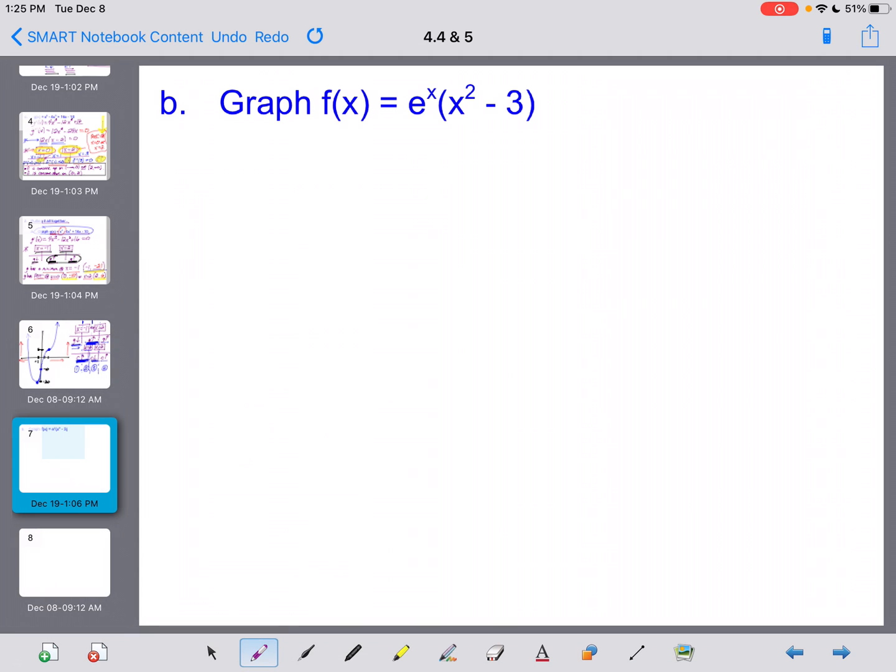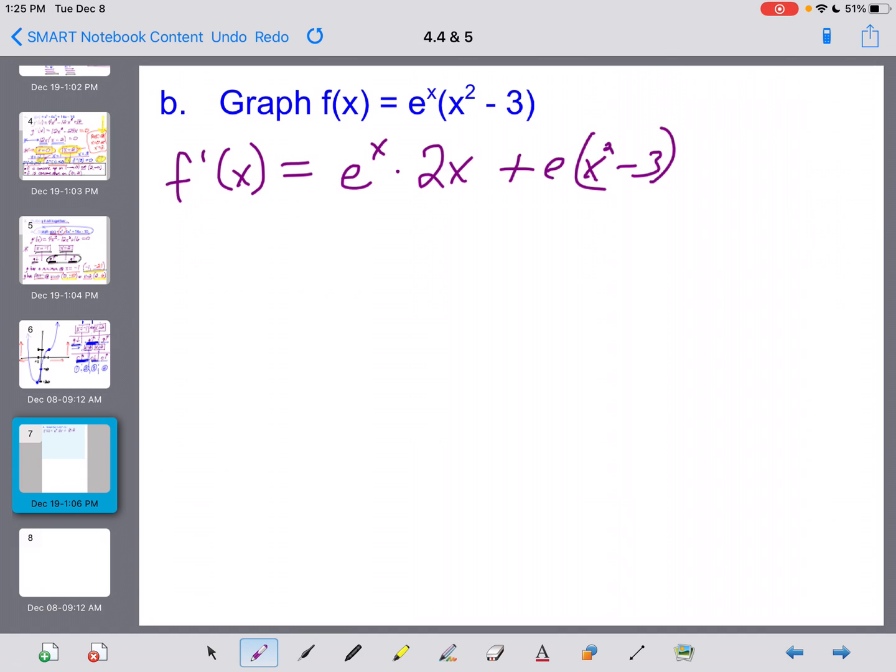So what's going to get us through this? All of the work that we were just working on using derivatives and sign charts. So let's dive in, everybody. F prime of x. This, ladies and gents, is going to require the product rule. First factor is e to the x, multiplied by the derivative of the second, which is just going to be 2x. So that's first times derivative of the second, plus the second factor, x squared minus 3, multiplied by the derivative of the first, which is still going to be e to the x.